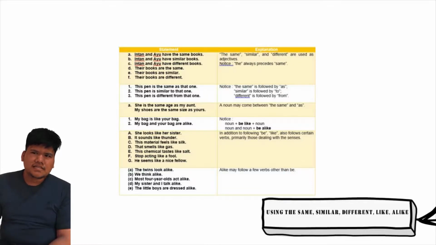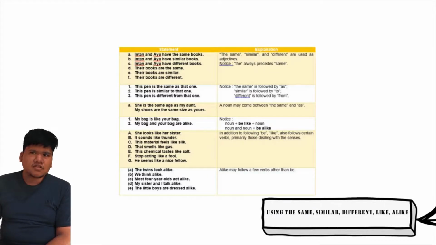And next, she is the same age as my aunt. My shoes are the same size as yours. A noun may come between the same and as. And my bag is like your bag, and 2. My bag and your bag are alike. Notice noun plus be like plus noun, and noun plus be alike.